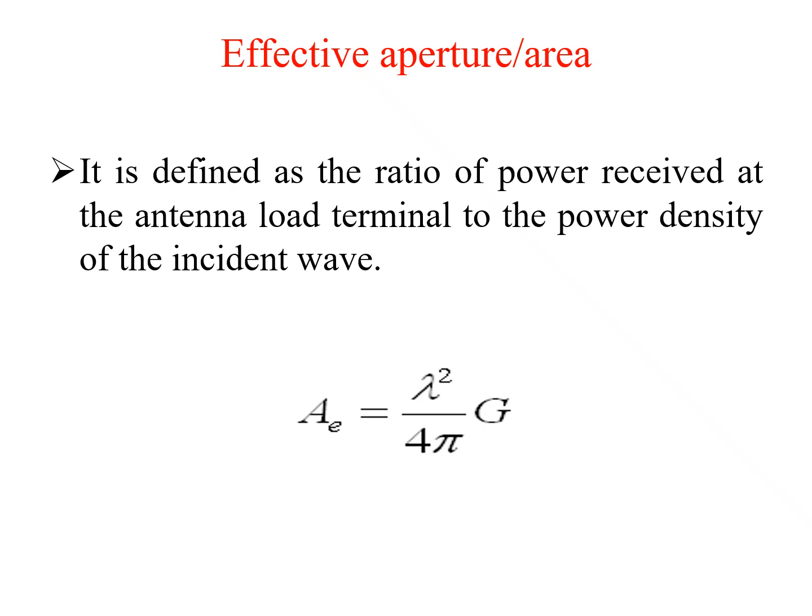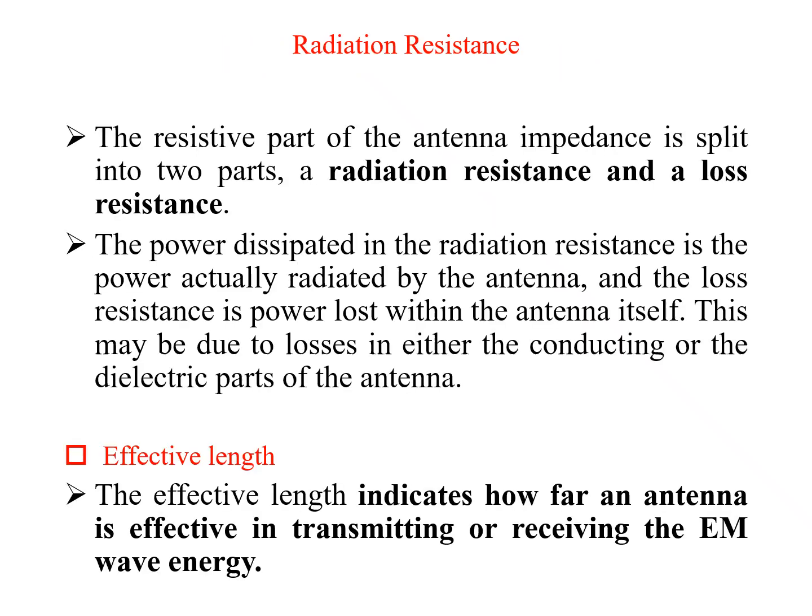This is very important. The physical area and physical length are different from the effective aperture and effective area. It is the ratio of the power received at the antenna load terminal to the power density of the incident wave. That is, whatever power is incident, not all of it goes to the antenna terminal. The effective aperture is lambda square by 4 pi into the gain of the antenna.